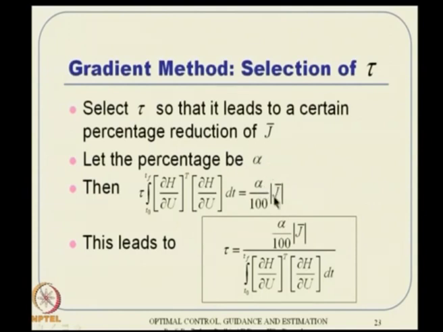Then I have a j bar value computed already before. I take some factor alpha as a percentage, so alpha by 100 is that, and then what I am looking at, tau into that, has to be equal to that. So, tau can be computed that way. That way it is dynamically selected, with different values for different iterations, which will result in a pre-selected percentage reduction of j bar. That is one way, but I am not emphasizing that everybody has to use it this way. You can come up with your own way of adjusting alpha as well.